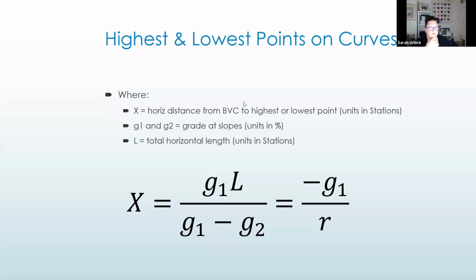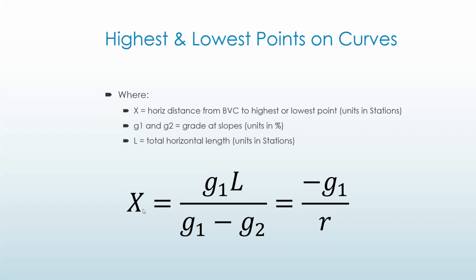This is the formula we're using. We're finding a value for X, so it's a horizontal distance, always measured from the beginning of our vertical curve. The simplification is it's a negative slope, initial slope.